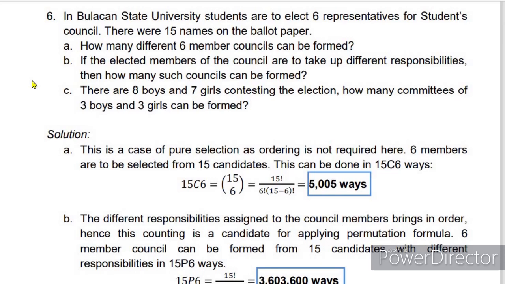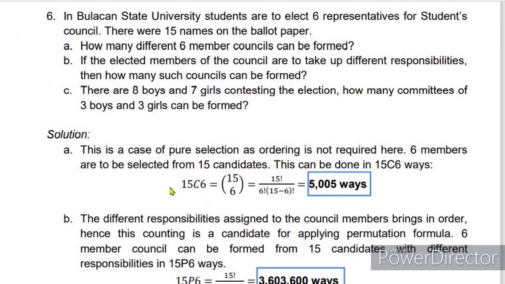Okay, number 6 problem. In Bulacan State University, students are to elect 6 representatives for Students' Council. There are 15 names on the ballot paper. Letter A. How many different 6 members council can be formed? Letter B. If the elected members of the council are to take up different responsibilities, then how many such councils can be formed? Letter C. There are 8 boys and 7 girls contesting the election. How many committees of 3 boys and 3 girls can be formed? So let's solve these questions one by one.